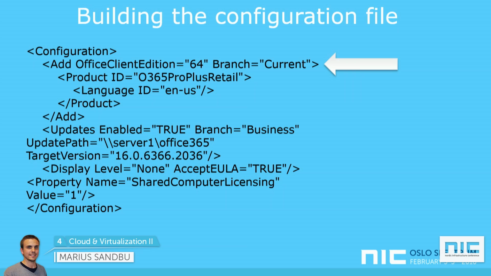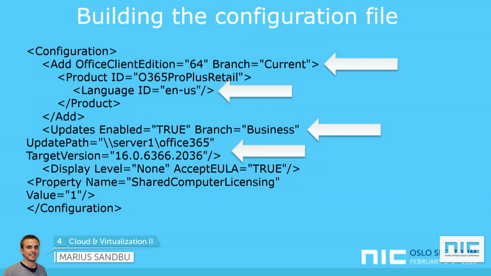So the first part here is to define the bit edition, 64-bit or 32-bit. I define the branch because this is a 2016 configuration XML. I define what kind of languages I want to include. If I want to have updates enabled, what kind of branch, and where should my Office clients get their updates from. So this can either be set up to go directly to Microsoft or point to a network share. And I can also specify the target version that I want to have installed.